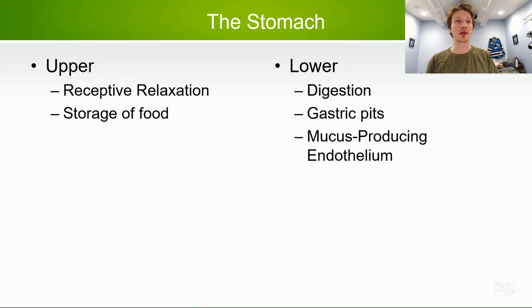In the upper stomach, when food arrives, there is a reaction called receptive relaxation. This is the relaxing of the upper stomach to accept and make room for the incoming food until it can be passed on for digestion. This reflex is stimulated by the vagus nerve.